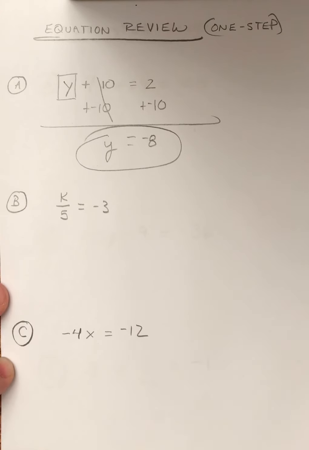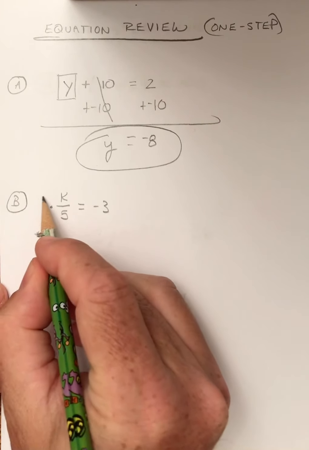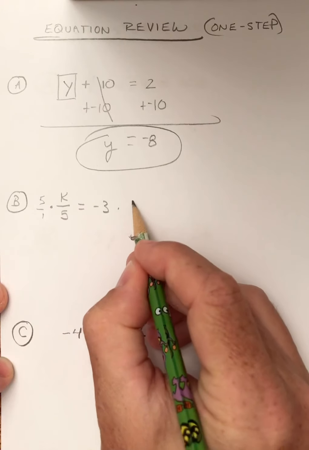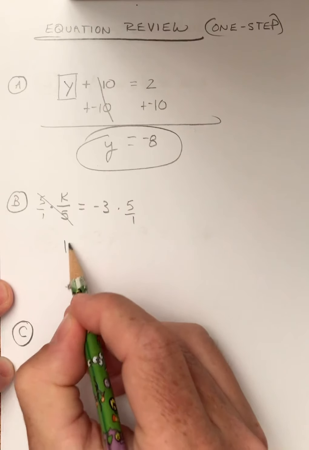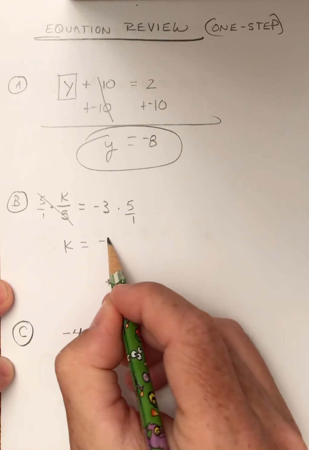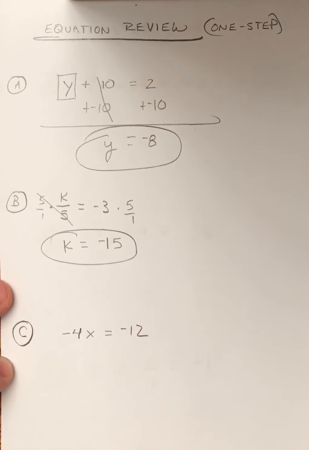I am done. Okay, I have k divided by 5, so I'm going to multiply both sides by 5. Okay, these cancel, and I get k equals negative 15. And that's isolated. I am done.